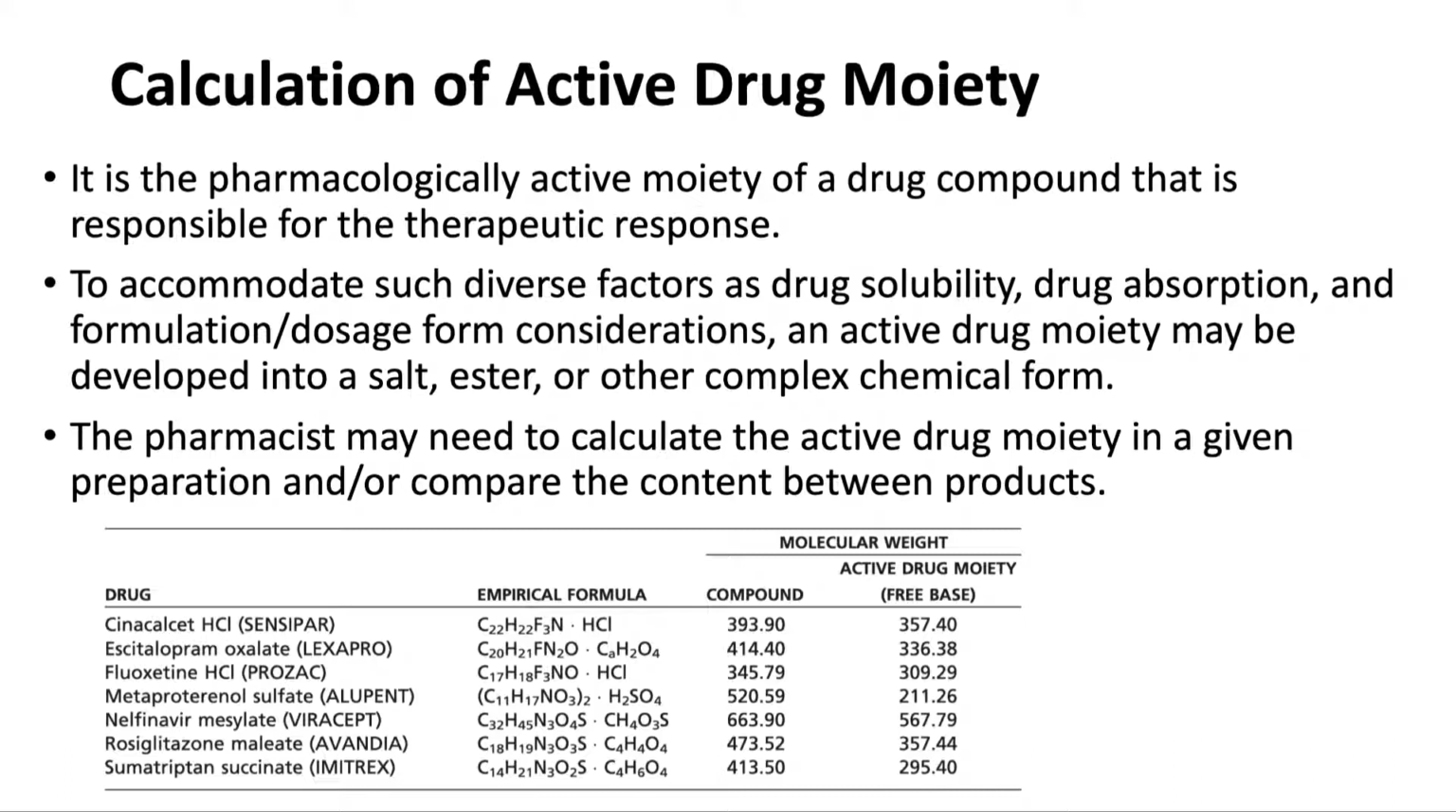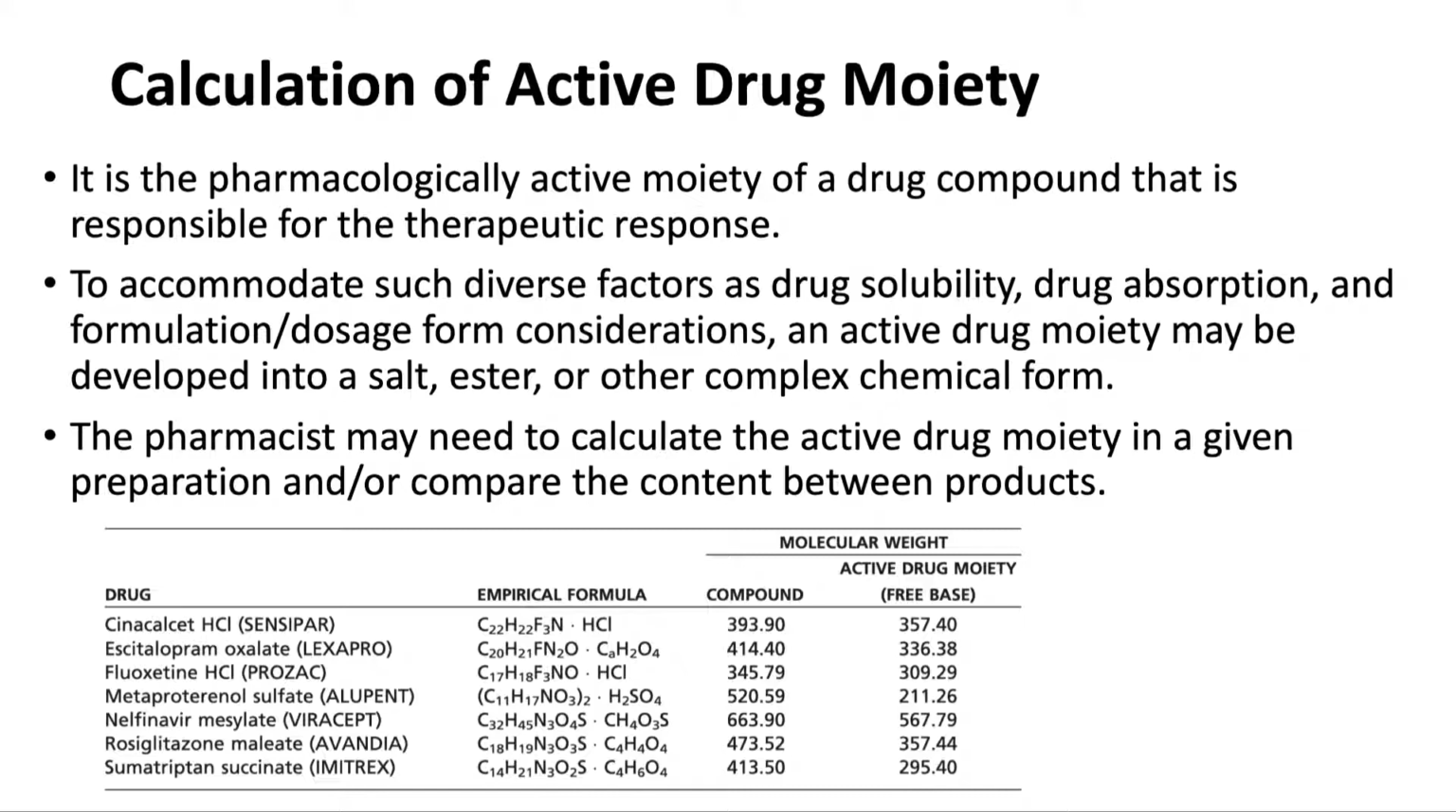Why is the compound heavier? Because it has all of the extra stuff added to it that's needed to formulate the drug, whereas the drug moiety is only a fraction, a proportion, and we'll come back to this idea of a proportion of the overall weight. So some examples are: cinacalcet isn't just cinacalcet, it's cinacalcet hydrochloride.